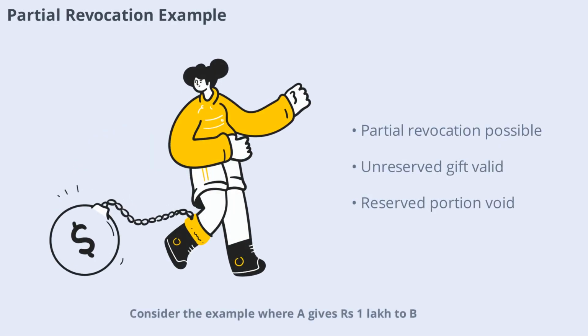Consider the example where A gives Rs. 1 lakh to B, reserving the right to take Rs. 25,000 at his pleasure with B's consent. The gift is valid up to Rs. 75,000 only and void in respect of Rs. 25,000. This illustrates how partial revocation works, ensuring that only the unreserved portion of the gift remains valid. The law provides clarity in such cases to prevent misunderstandings and disputes.